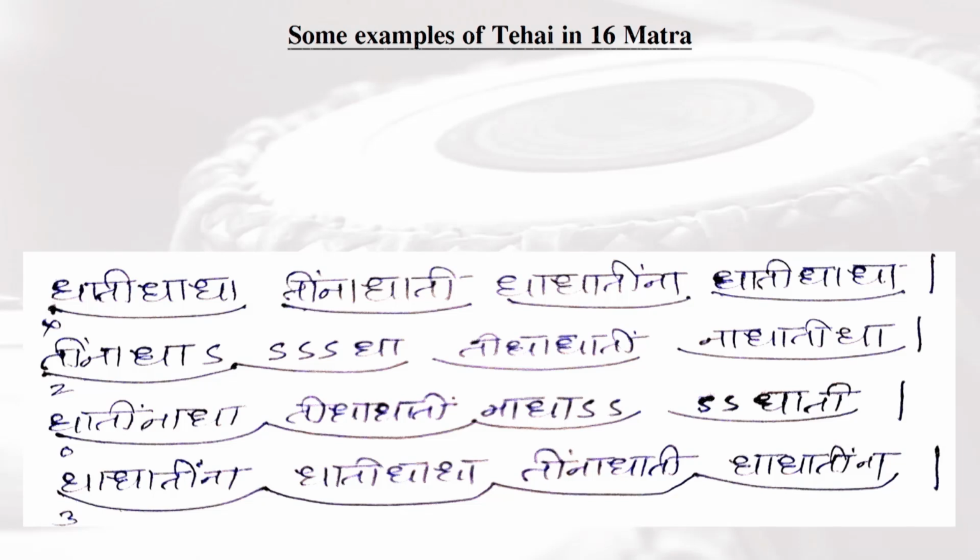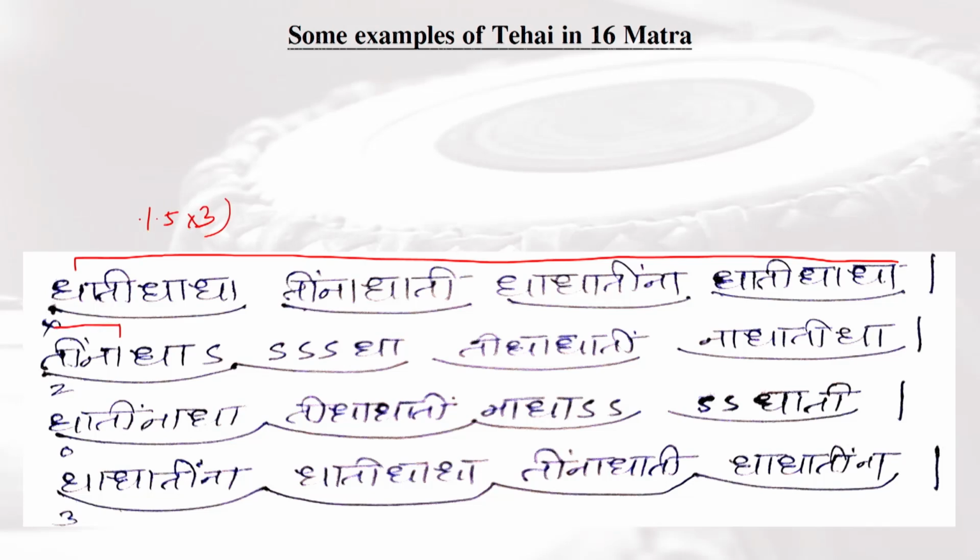So the first Tehai we have is dhati dhada tinna, dhati dhada tinna, dhati dhada tinna. So let's just see the structure of the pause and palla here. First we have dhati dhada tinna, 3 times, the same structure which we have seen earlier, that is 1.5 into 3. So it becomes a 4.5 structure with palla.